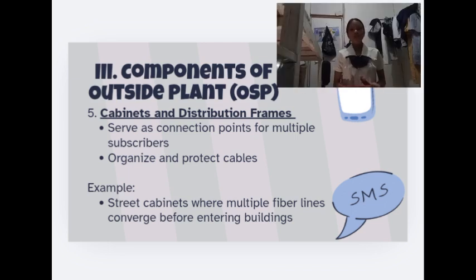So cabinets and distribution frames are boxes where many cables are connected. They help organize and protect the cables before going to houses or buildings. So cabinets and distribution frames organize, connect, and protect multiple subscriber lines. They serve as central points for distributing signals from the main network to homes or buildings.